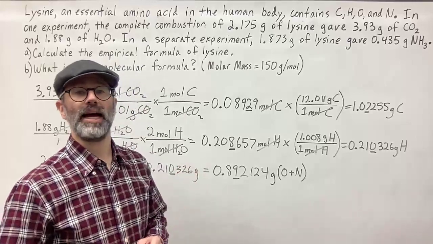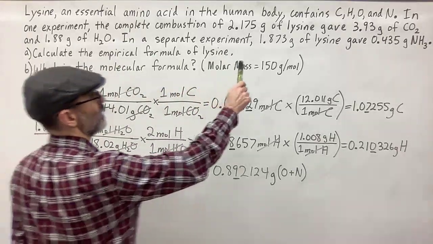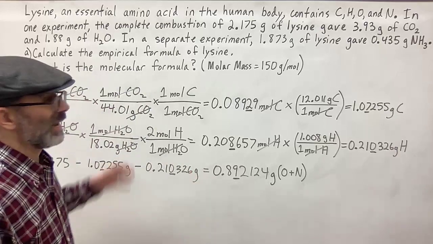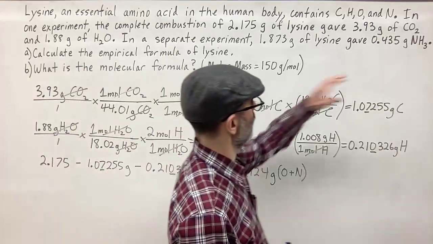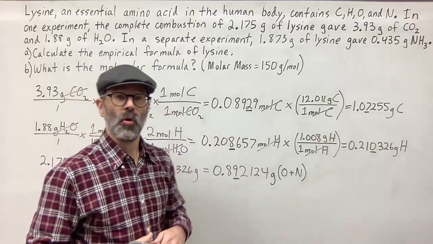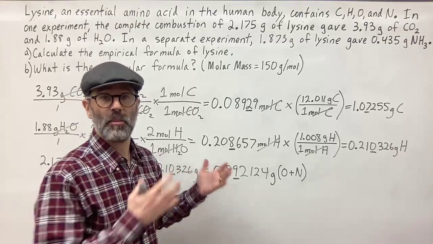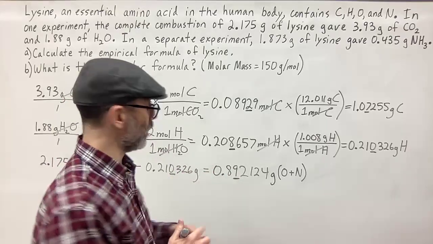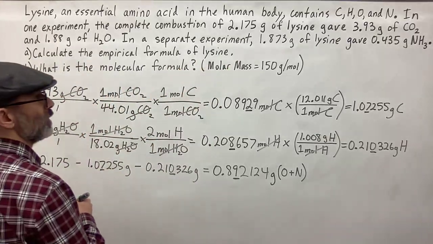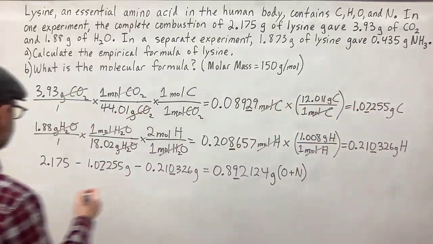Okay, so that means that we're going to have to go to the next experiment. So in the second experiment, they say they take 1.873 grams of lysine and they react it again and they tell us that it gives 0.435 grams of NH3. Well, we can find out what moles of nitrogen came from that amount of lysine. So let's go ahead and do that. So we have 0.435 grams. So we'll start with that.